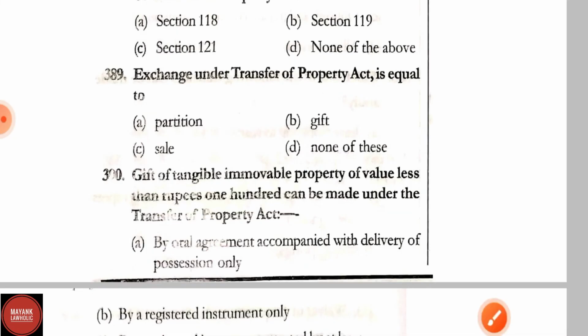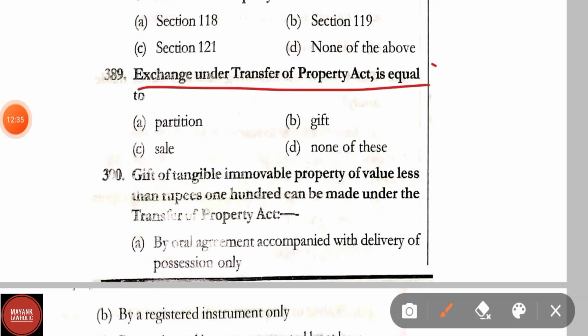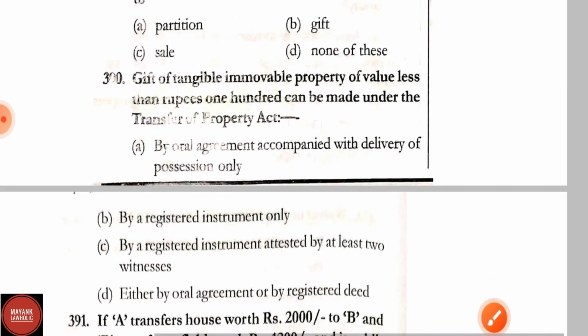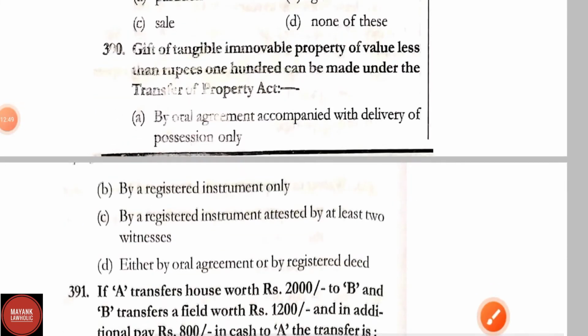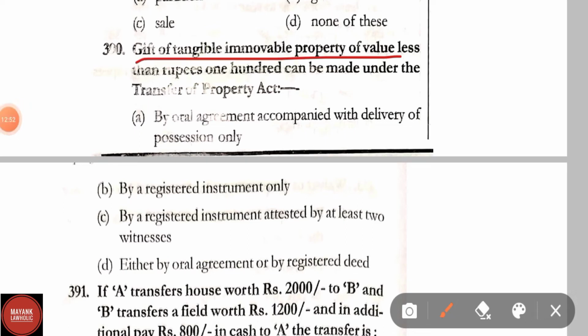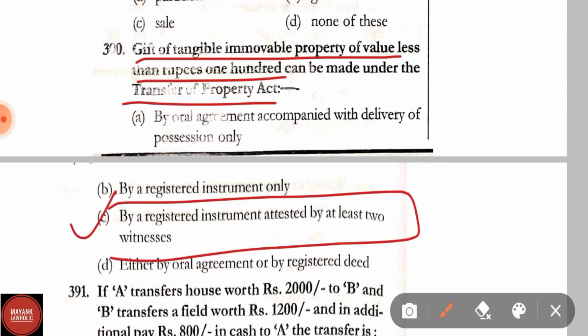Question number 389. Exchange under the Transfer of Property Act is equal to partition, gift, sale, none of these. Exchange is distinct from partition, gift and sale. Question number 390. Gift of tangible immovable property of value less than rupees 100 can be made under the Transfer of Property Act. Option A, by oral agreement accompanied with delivery of possession only; by registered instrument only; by registered instrument attested by at least 2 witnesses; either by oral agreement or by registered deed. Here the correct answer is option C, that is by a registered instrument attested by at least 2 witnesses.